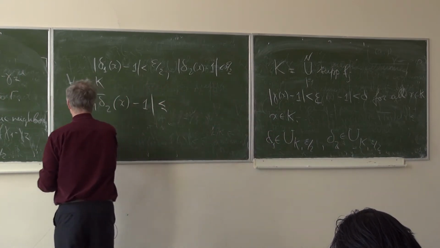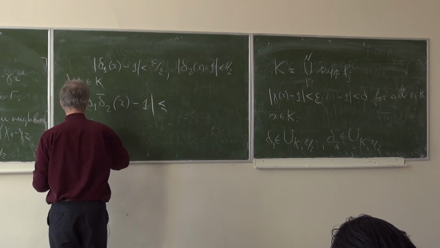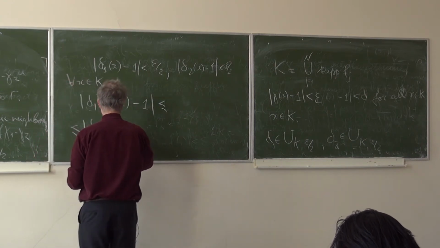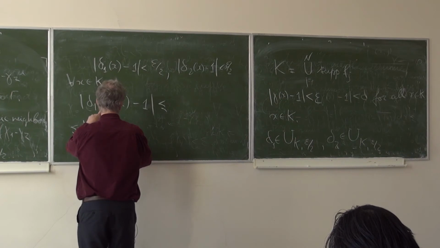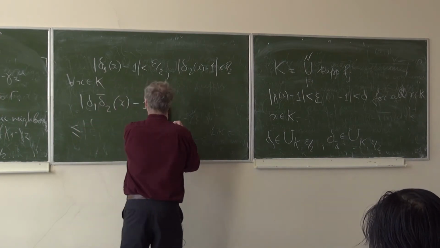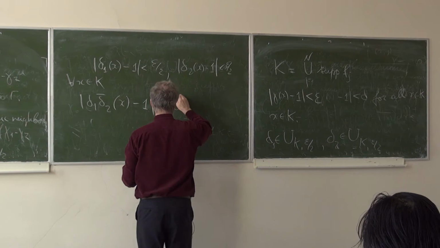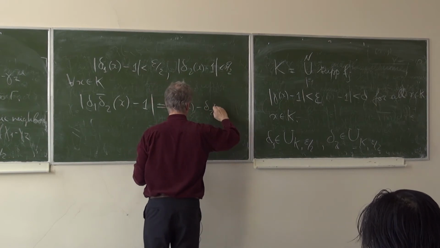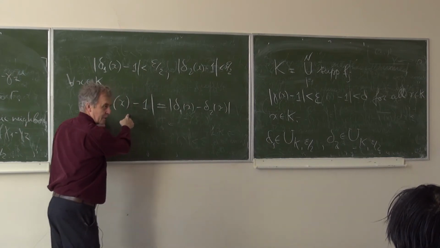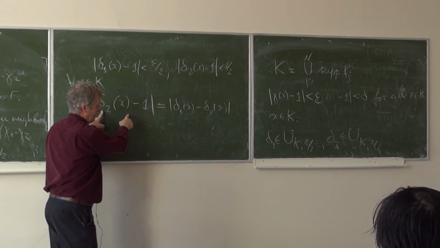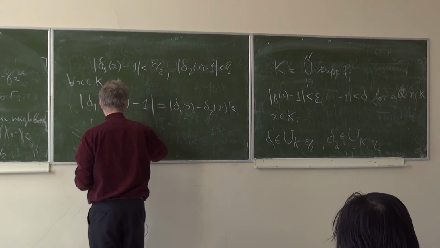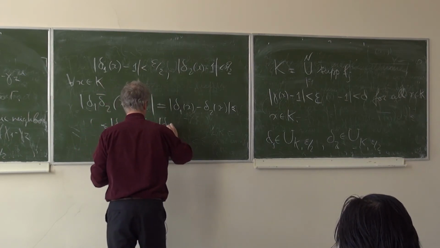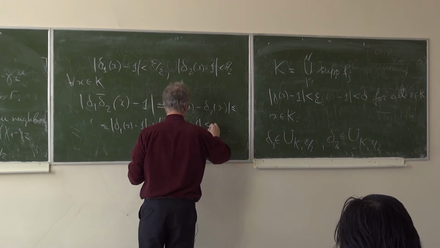And this is less than or equal to, this is simply equal to the absolute value of delta 1 of x minus delta 2 of x, surely, because I multiply by some complex number which is equal to 1 in modulus, and this is less than or equal to delta 1 of x minus 1 plus delta 2 of x minus 1, as this is smaller than epsilon.